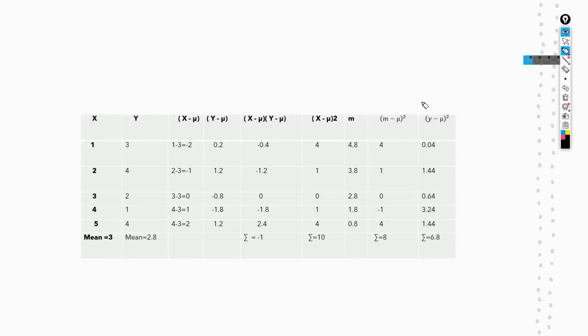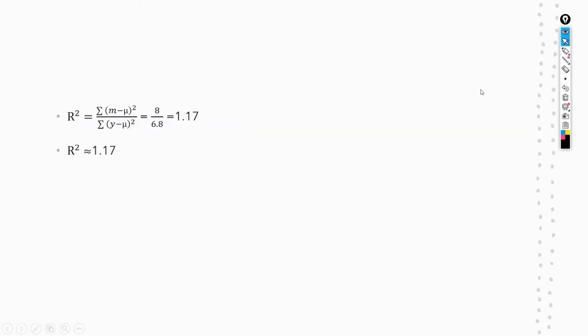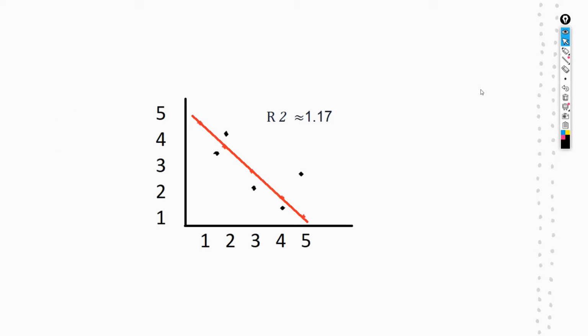So the numerator is 8 and the denominator is 6.8. We can calculate this and find the best fit line. When the numerator is 8 and the denominator is 6.8, we get 1.17. Approximately this is the value of r square. For 1.17 we have put that in the graph. It still has some more errors. When you compare the before figure and the now figure, we have reduced some of the errors.